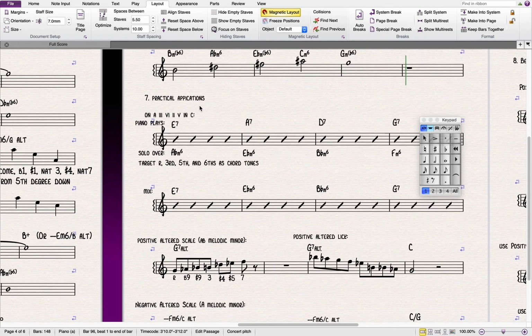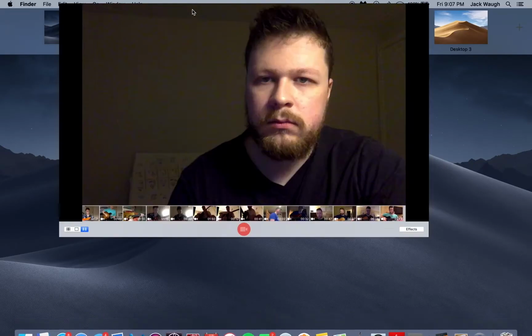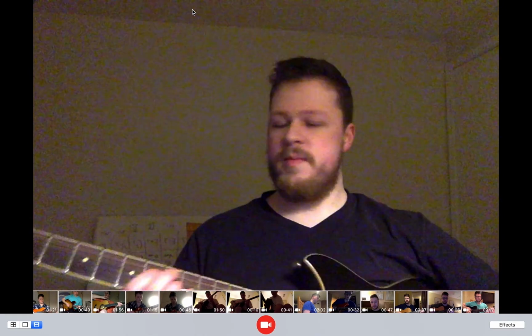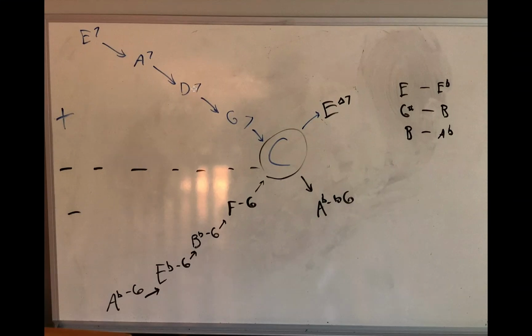So now we're going to get into the practical approaches of negative harmony. So I'm going to take a 3-6-2-5 in C. All right, so we're going back to that chart I showed you earlier. I think I have it here. Yeah, so 3-6-2-5. We're going to play all these chords.